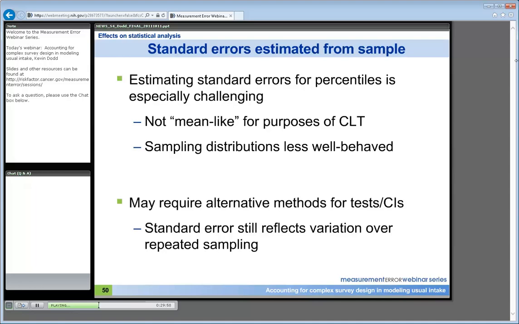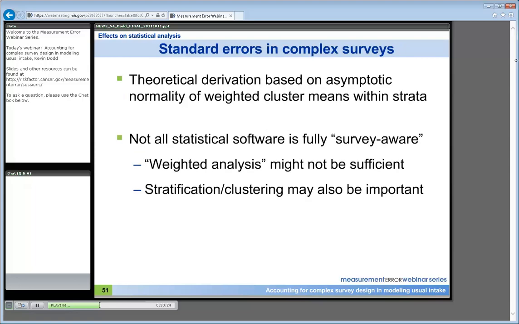These kinds of estimators don't act sufficiently mean-like to permit easy derivation of central limit theorems, and their sampling distributions tend to be less well behaved. I'm not saying you can't establish the central limit theorem. I'm just saying it's not as easy as it is in the smooth case. So testing significance or constructing confidence intervals for these kinds of non-smooth estimators may have to be done using alternative methods where you can't necessarily rely on asymptotic normality. But the standard error, I want to point out, still retains its interpretation as a measure of the variation in your estimator over repeated sampling.